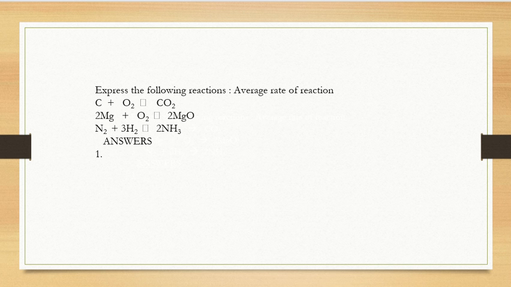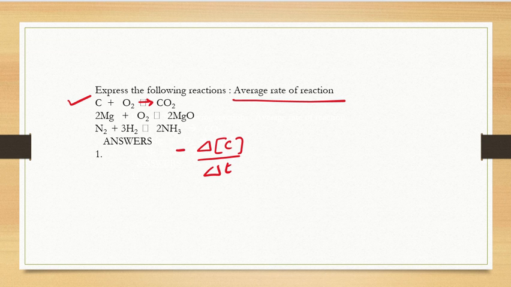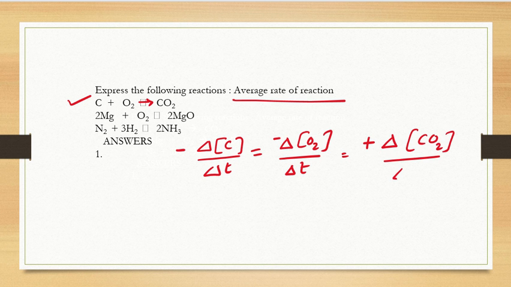Now let us do some questions. Express the following reactions in terms of average rate of reaction. So here some equations are given. First one is carbon plus oxygen giving carbon dioxide. How to write down the expression for average rate? You can write the expression as delta concentration of C divided by delta T. Remember, it will be a minus sign, which is equal to minus delta concentration of O2 divided by delta T, which is equal to plus delta concentration of CO2 divided by delta T.